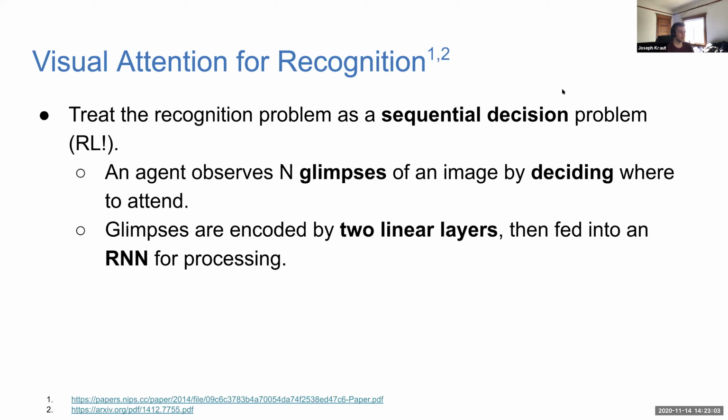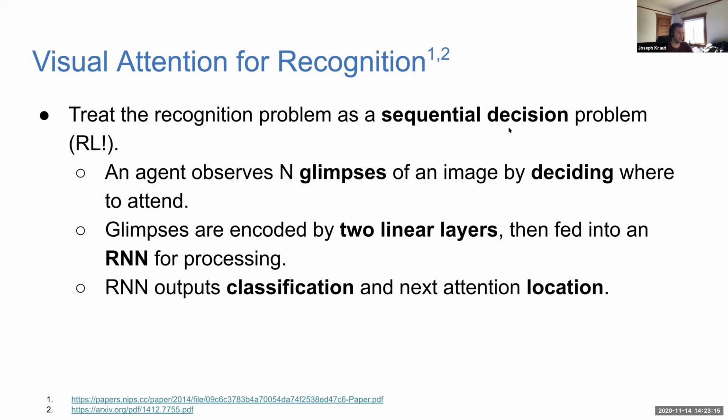So maybe this is fresh, but we encode glimpses of the image, which are essentially a patch of the image that the model has decided it wants to sample. We feed those into a recurrent neural network. At every time step, the recurrent neural network outputs 2 things. It outputs a classification of the image given what it's seen so far, and it outputs where in the image it wants to look next.